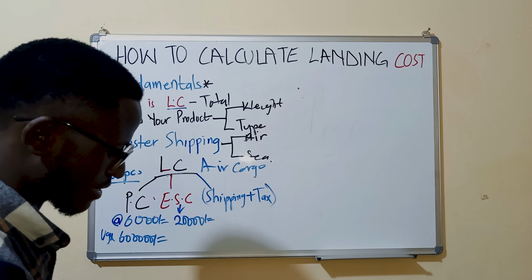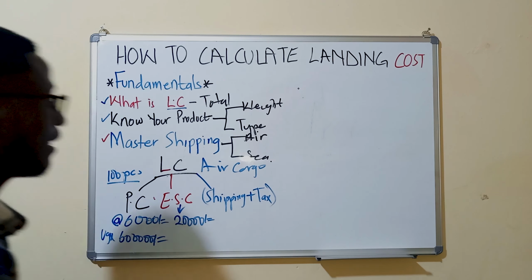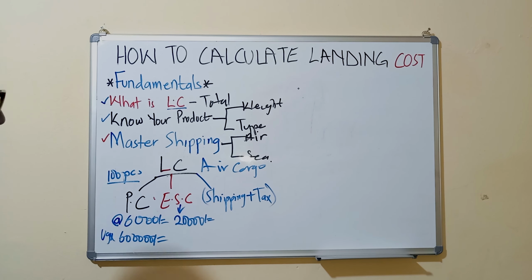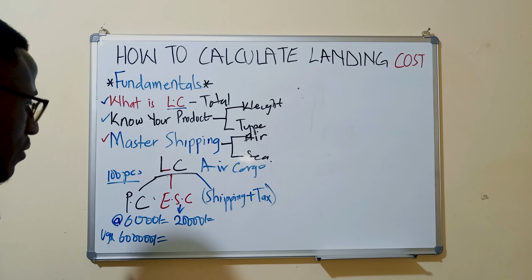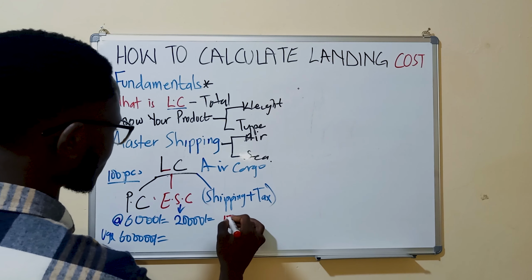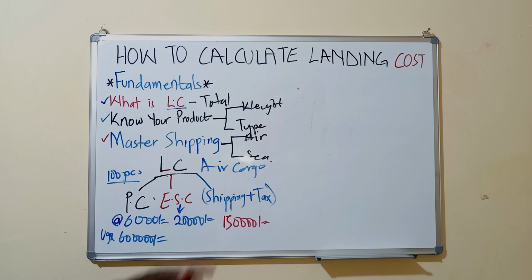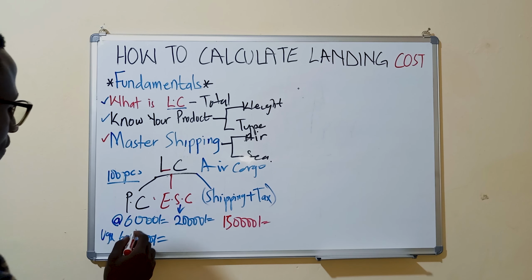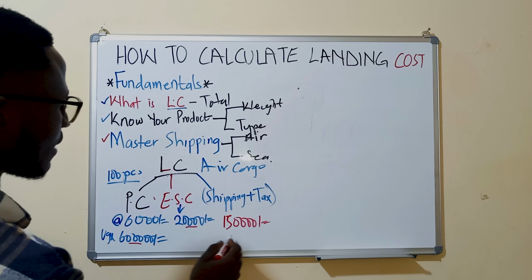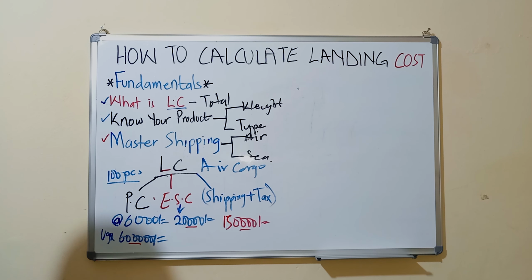Then lastly, let's assume your shipping agent ships your products from China to Uganda, then calls you, saying your products are ready for pickup. They tell you you're going to give them 150,000 for the shipping fee, tax inclusive. Remember, you now have these 3 different costs that you've incurred before you actually receive your product.